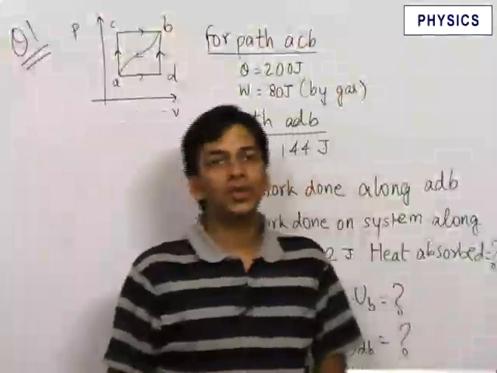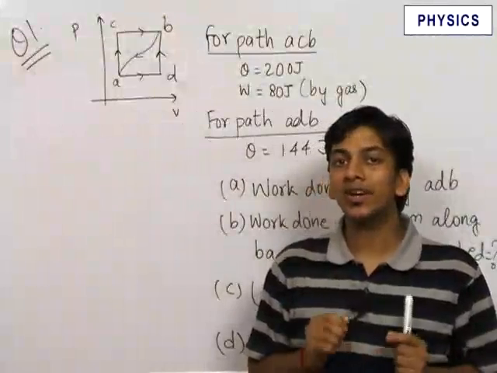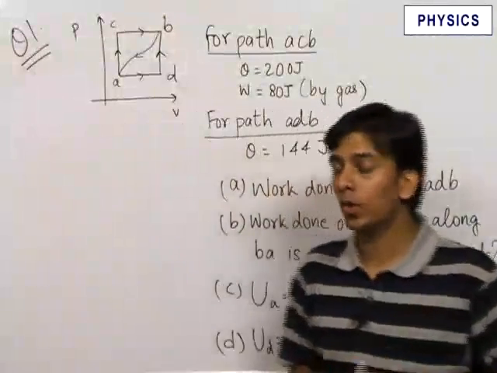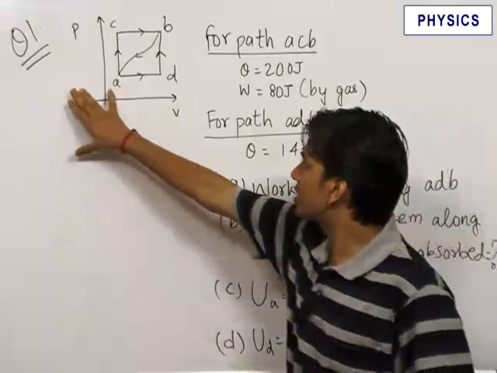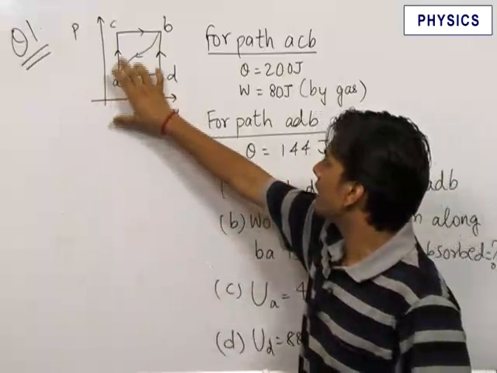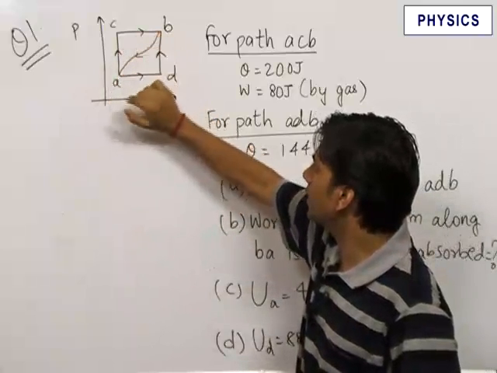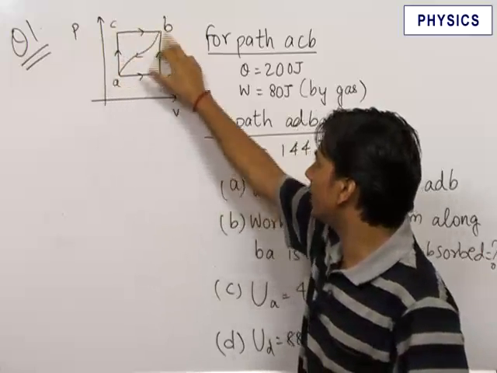So the next chapter that we deal with in physics is thermodynamics. In this chapter, the key aspect is to interpret graphs. It is very important. So the first question that we have here, we have a graph of pressure versus volume of a gas, and we have been given various paths of going from A to B. You can go from A to B via the path ACB or via the path ADB.